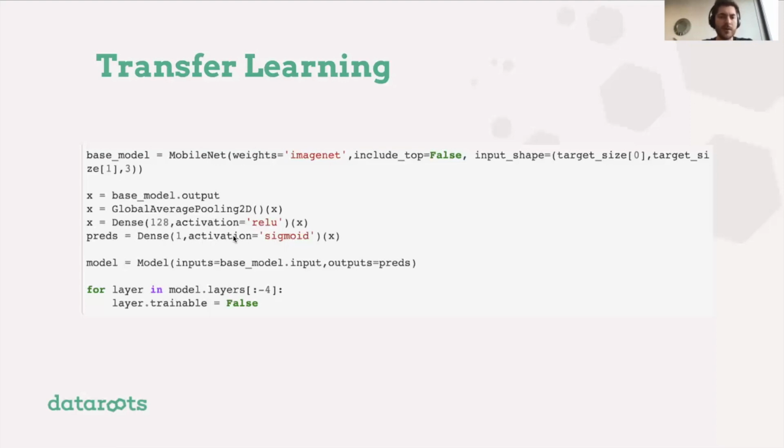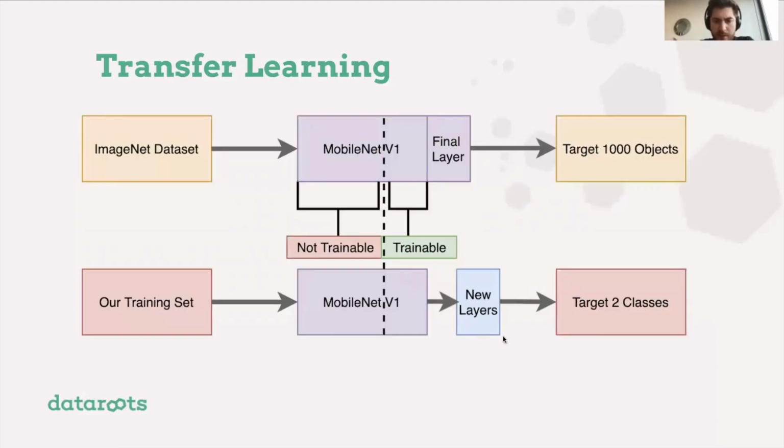So it provides us a value between 0 and 1. And if the prediction is close to 0, it means that the person is not masked. And if it is close to 1, it means that the person is masked. So as I said, these 3 layers here represent these new layers.